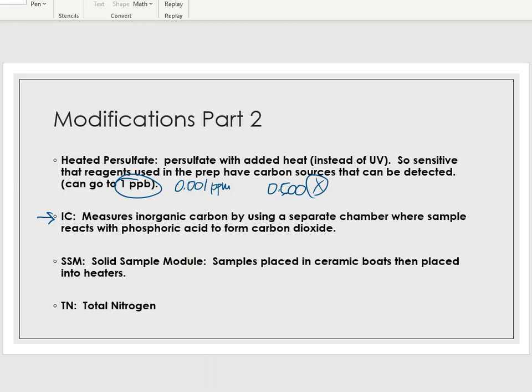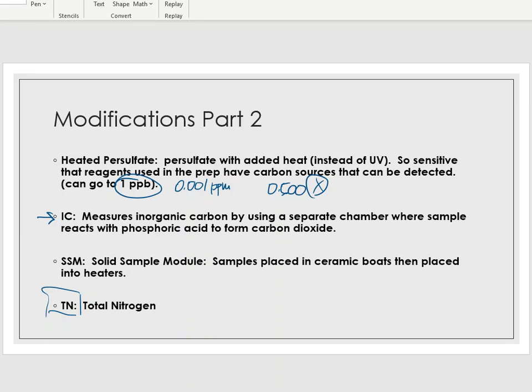And then finally, we have a TN addition. The TN addition is total nitrogen content. So this is mainly done for environmental laboratories. The total nitrogen content is an attachment. It processes the sample for total organic carbon, but it also processes the sample for total nitrogen as well. I'm not going to go into the aspect of how that works, but sometimes they do look for nitrogen content, and my TOC analyzer is able to do that for me.